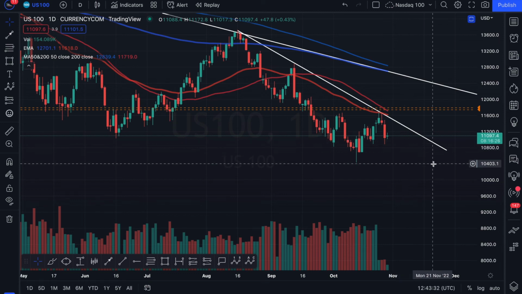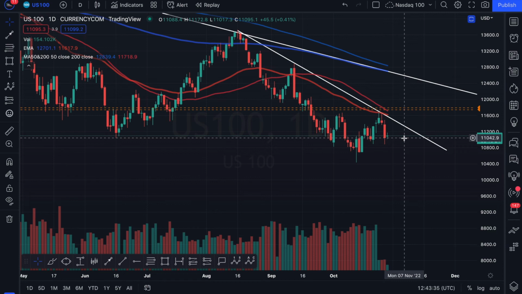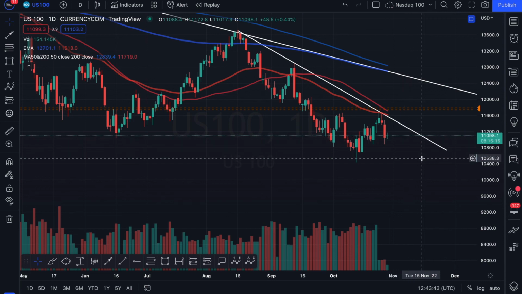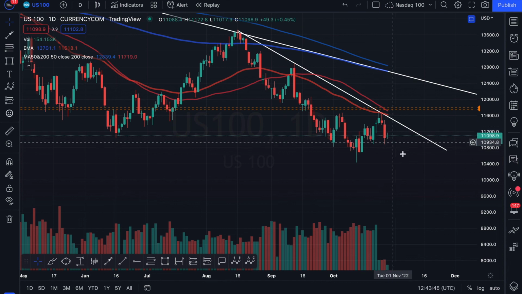But it's a very mixed picture here for the Nasdaq100. Technically, we look bearish. Fundamentally, we should be bullish, but unfortunately, I don't have a crystal ball, so I can't tell exactly where this market's going next. But what I can say is that the technical patterns are suggesting that we do go lower.